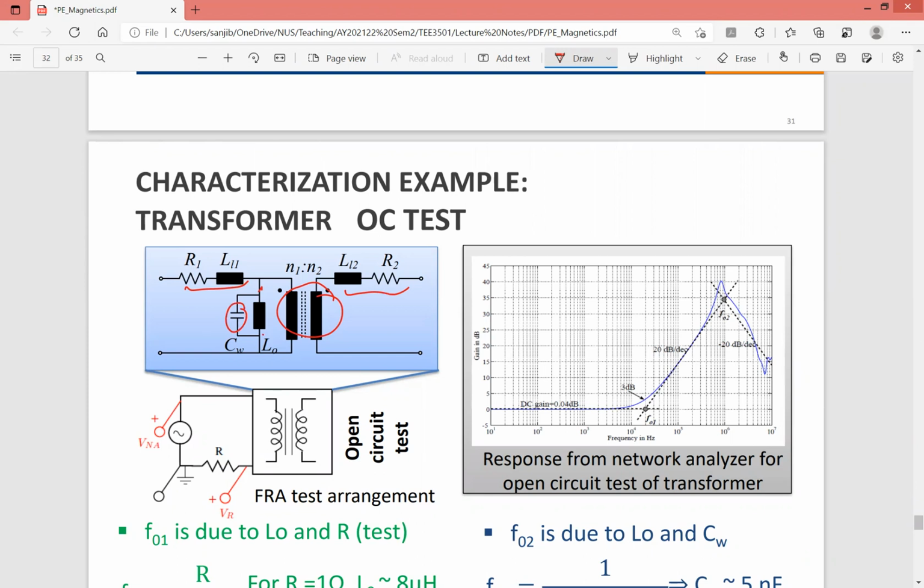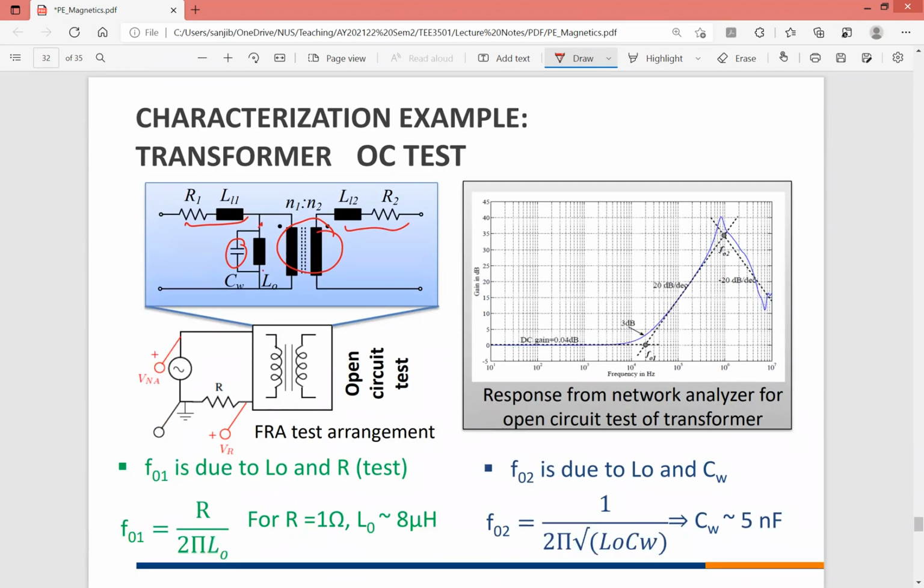To find this interturn capacitance, you have to use the frequency response analyzer and plot. When you do frequency analysis, it provides the gain at different frequencies. If you have an RLC circuit like this, you will see poles and zeros. This is the Bode diagram, which gives you the corner frequency, and based on these values you can determine the inductance and capacitance values.